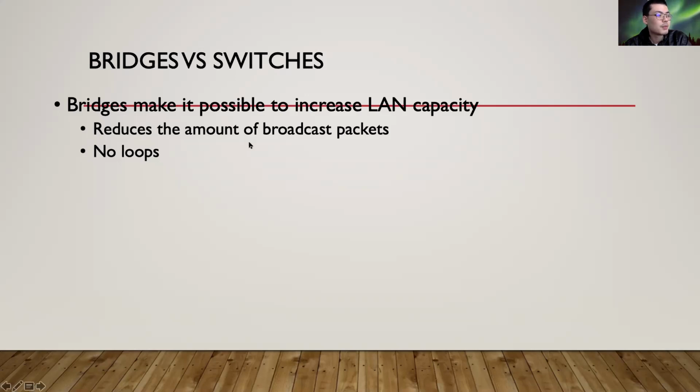And this will reduce the amount of broadcast packets. The reason is very simple: your broadcast only happens within your LAN. If you broadcast within the LAN, you don't need to reach people outside, so you can stop there. The bridge will separate them. And there's no loop, because we will elect a spanning tree and let it function as a path to propagate the packets.